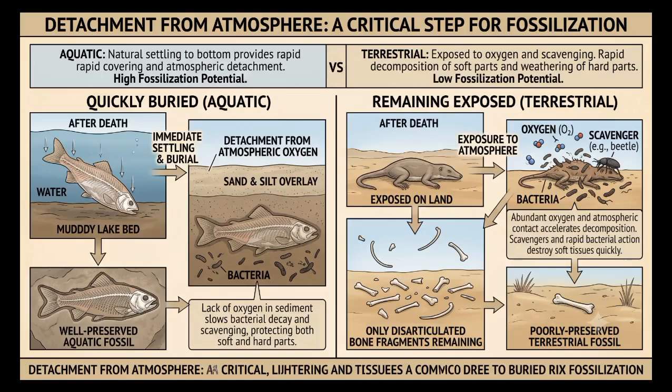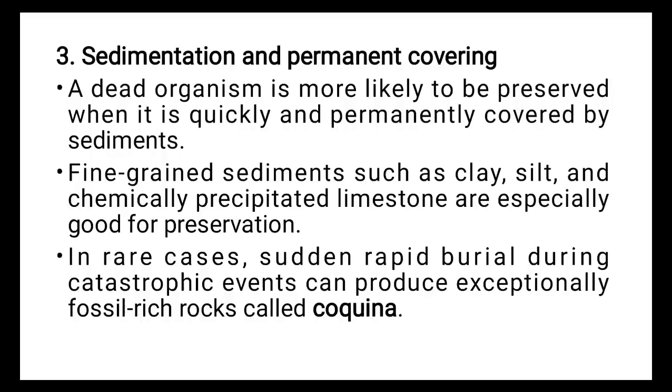But in case of a terrestrial organism, after its death, scavengers and bacteria decompose it in the presence of oxygen, and even the hard parts get scattered by some natural agency, and also by other organisms. So we get some bones, teeth, very scattered parts. This is not a well preserved fossil. Okay, then we'll go to the third condition.